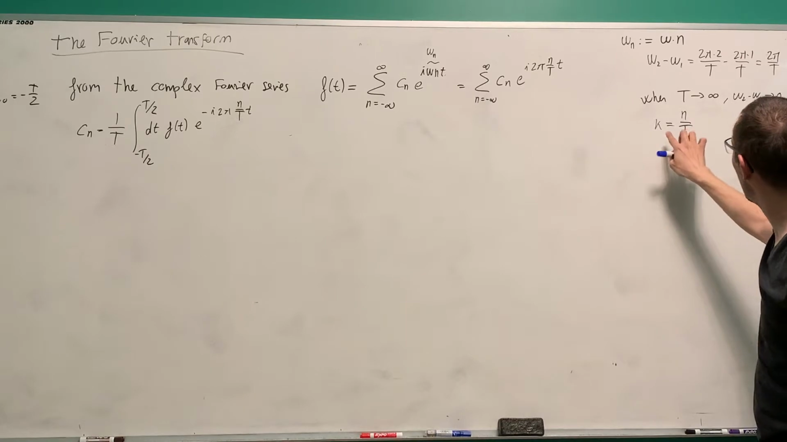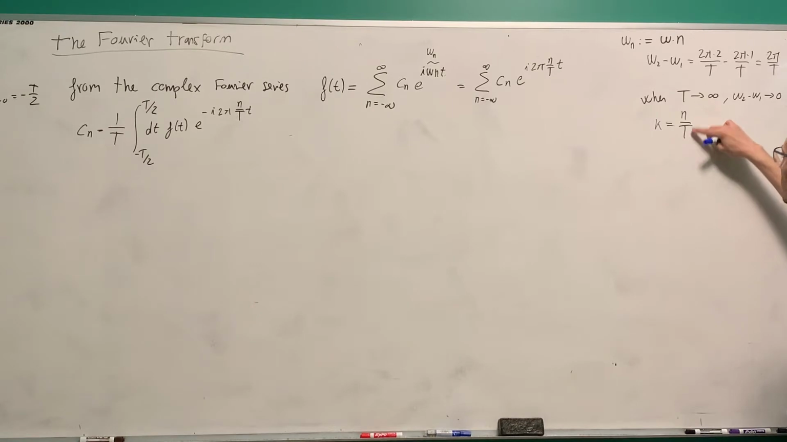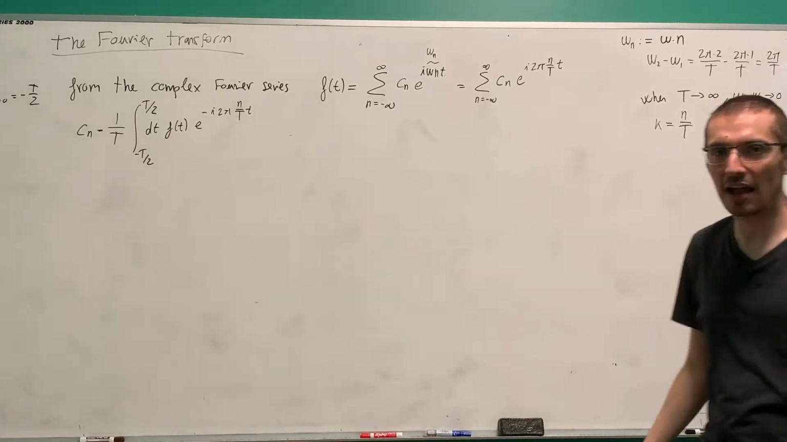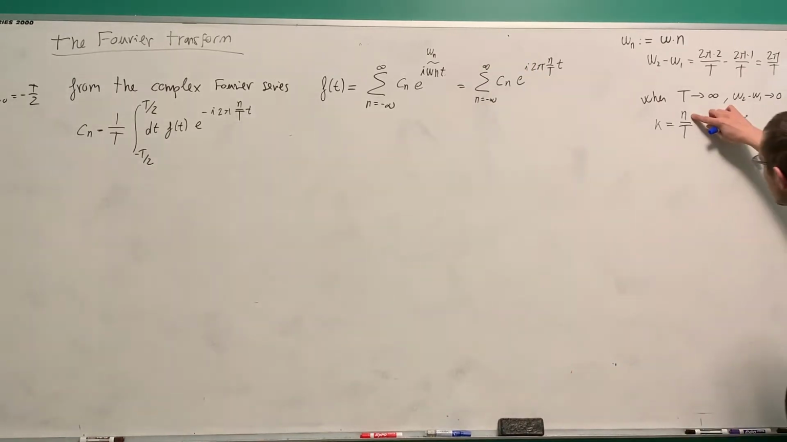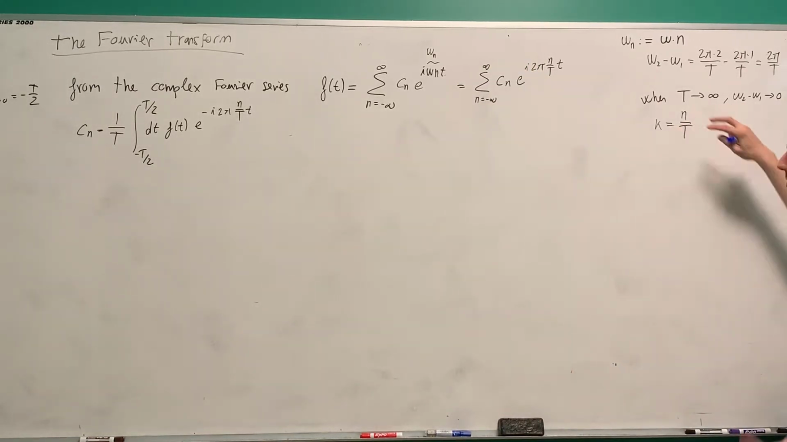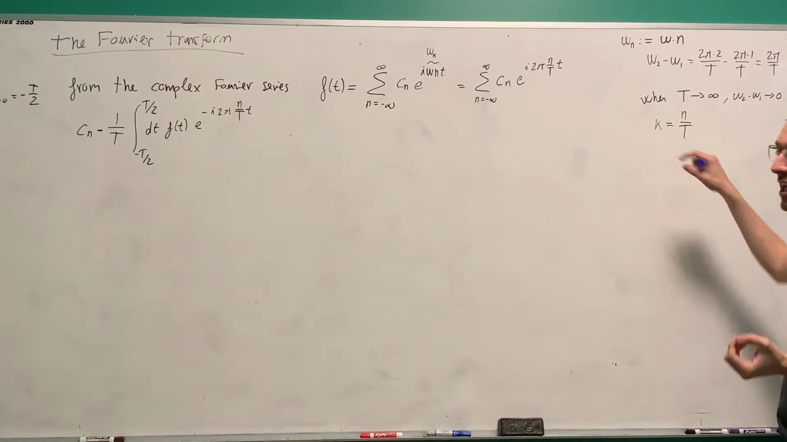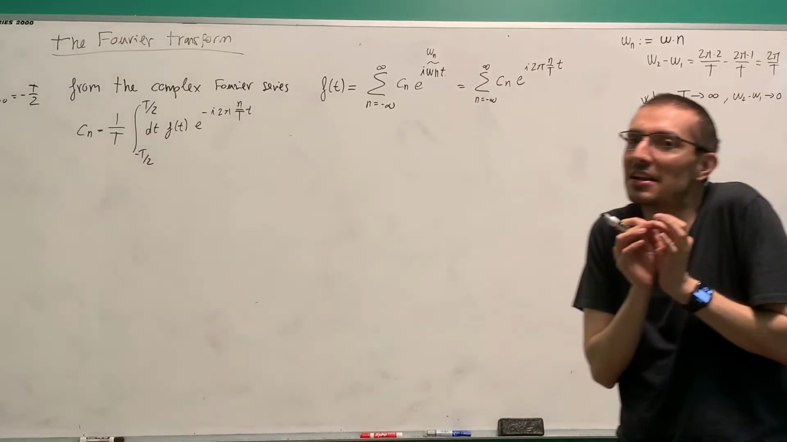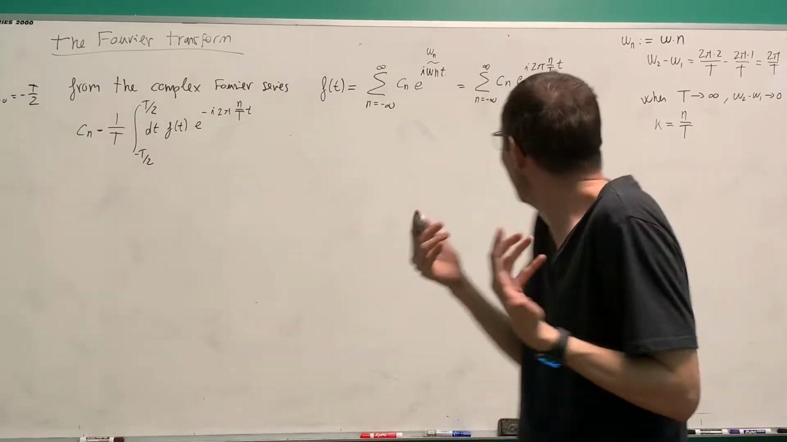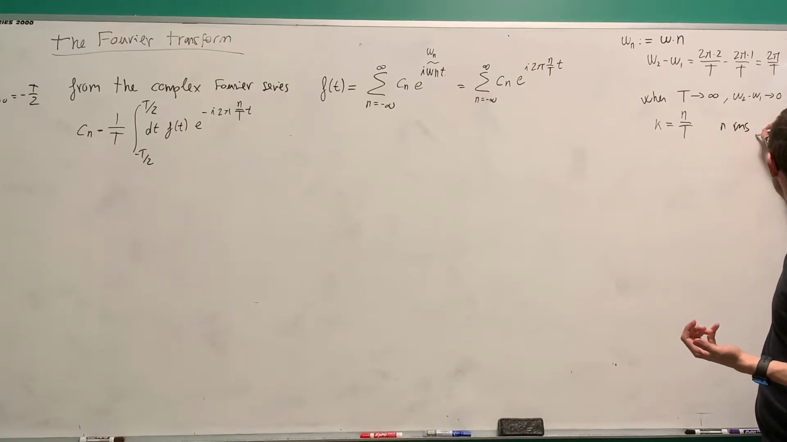n over T. k is a discrete variable in the sense that it has values 1 over T, 2 over T, 3 over T, right? As n runs up, k, which is n over T, runs up as well in discrete jumps. Now, when T goes to infinity, imagine that T is very, very large. So n over T moves in infinitesimally small steps, because n is not fixed. n runs all the way from minus infinity to infinity.